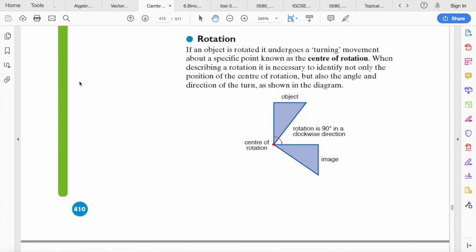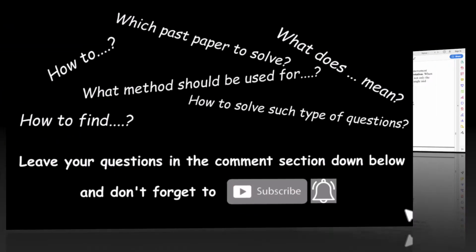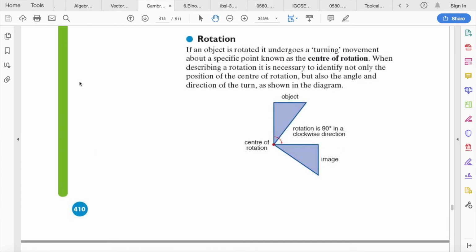My dear O-Level 2 students, in this video we go for the last type of geometrical transformation that you're learning in this year, chapter 6. Rotation. If an object is rotated, it undergoes a turning movement about a specific point, which is known as the center of rotation.